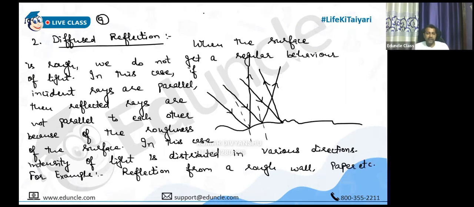Paper, etc. So these are the examples of diffuse reflections. Yes, sir. That folded paper, especially, is the perfect example.